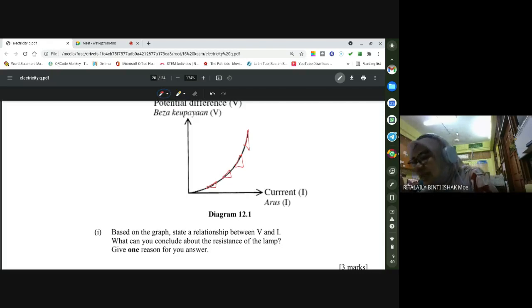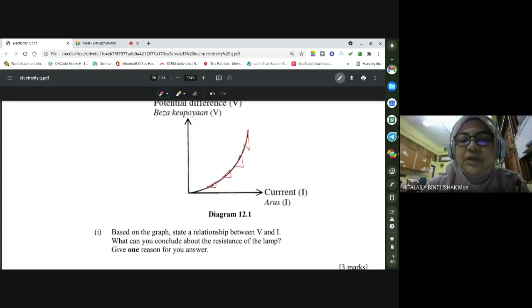Increase, decrease. Look at my graph. Look at the gradient. As current increases, what happens to the gradient? If you look at my gradient, it looks steeper. So the gradient is higher. So what can you conclude about the resistance of the lamp? As current increases, resistance increases.